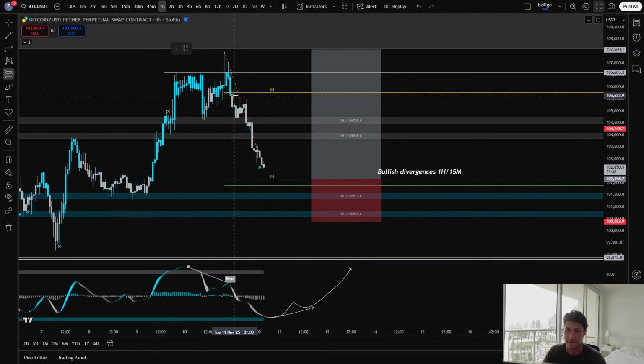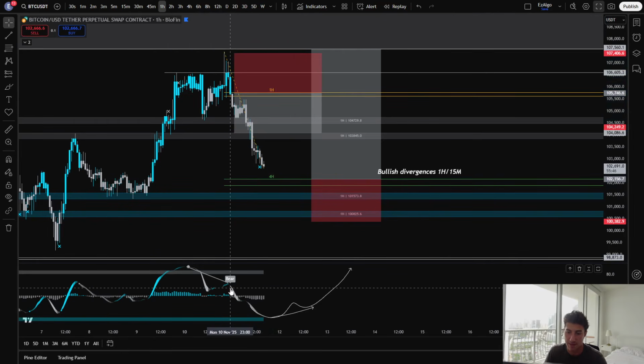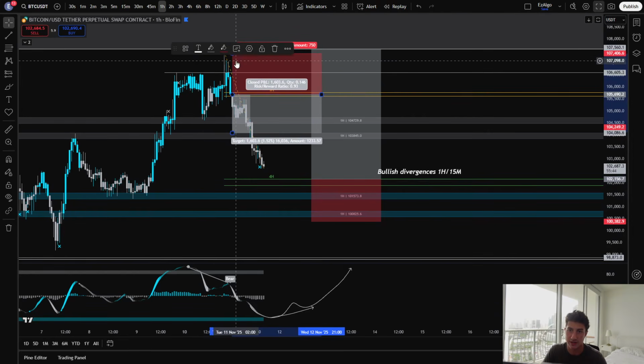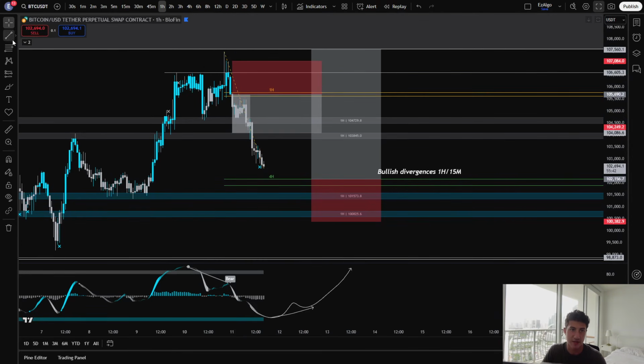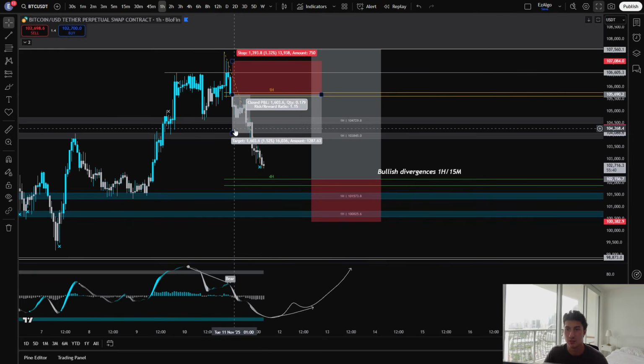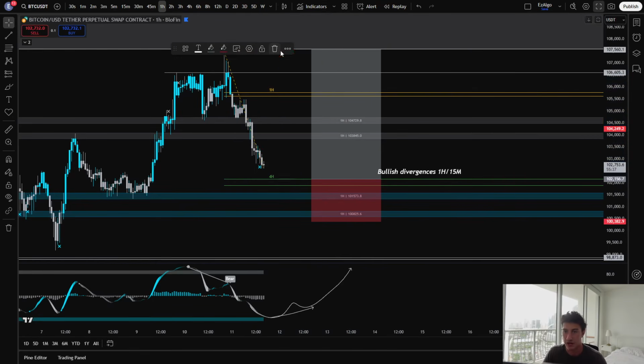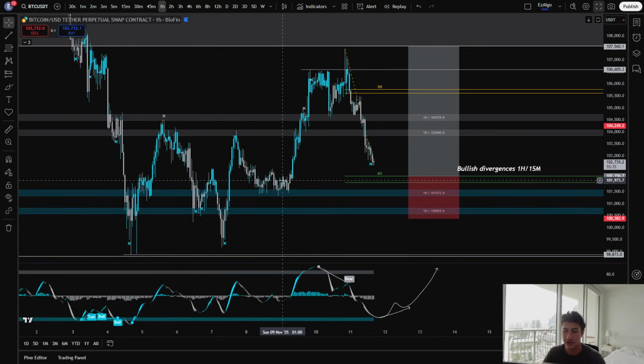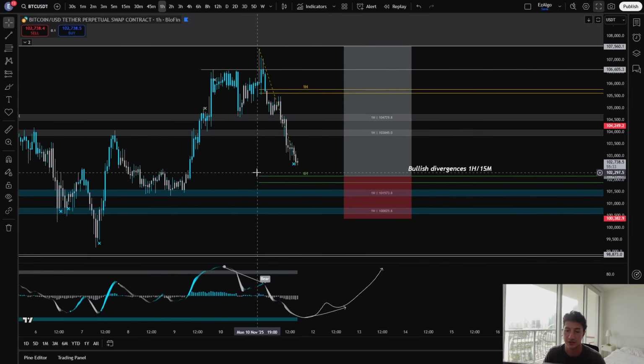Took out this high, failed to close above, and we saw a bearish divergence here on our oscillator, okay? Meaning as price was making that higher high, momentum was decreasing. This is referred to as a bearish divergence. It's a very good entry confirmation, one that I use pretty much every single time I enter a trade.